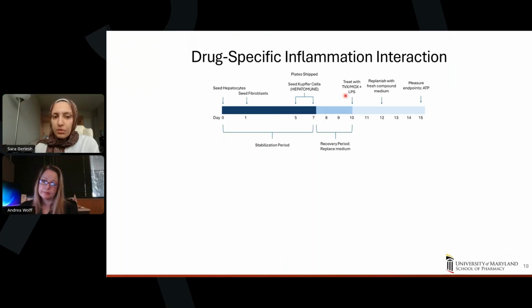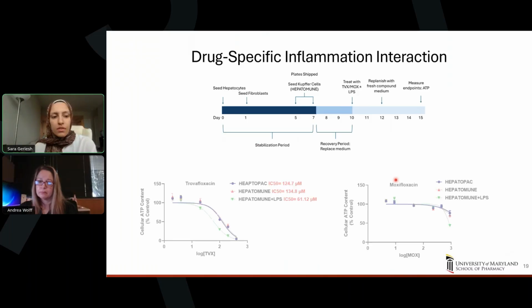And then we start our treatment with trovafloxacin and moxifloxacin at different ranges of concentrations, depending on their Cmax. And we also included another model, HepatoMune plus LPS as an inflammatory stimulant. And we exchanged the medium every other day, and finally measured cell viability by measuring ATP.